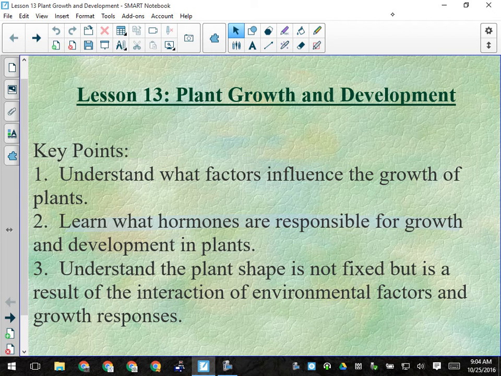Okay. Learn what hormones are responsible for growth and development in plants. Hormones are chemical messengers. All organisms make them. Obviously we're more familiar with the ones that are in animals, but plants also make hormones. The difference with plants is every cell in a plant can make the hormones. In your body, that's not the case.